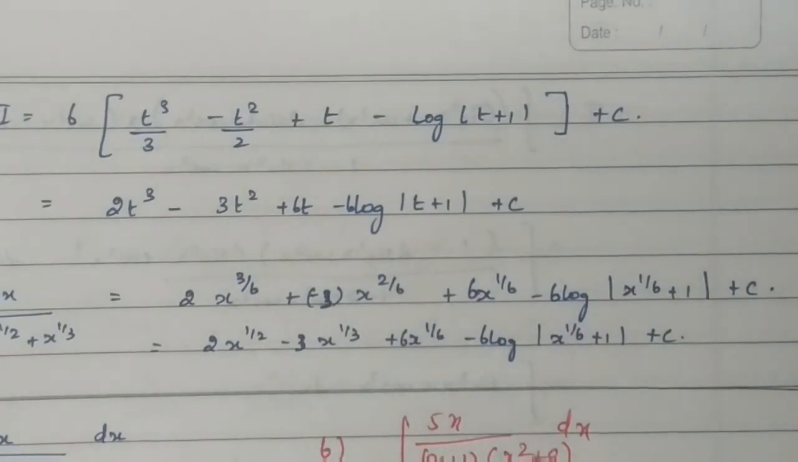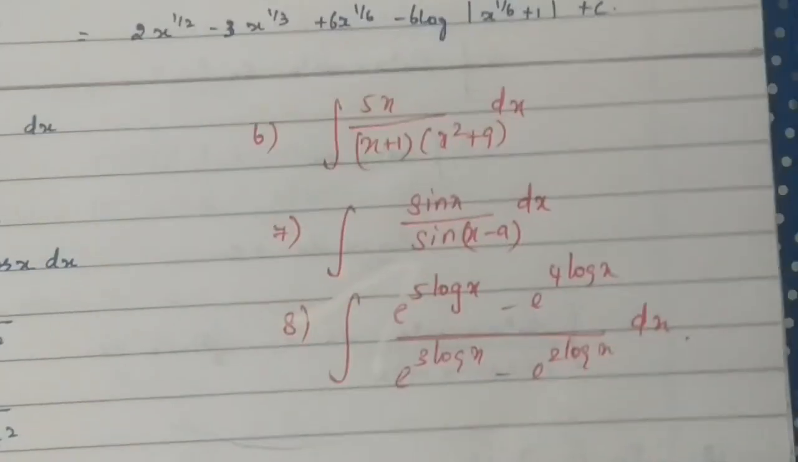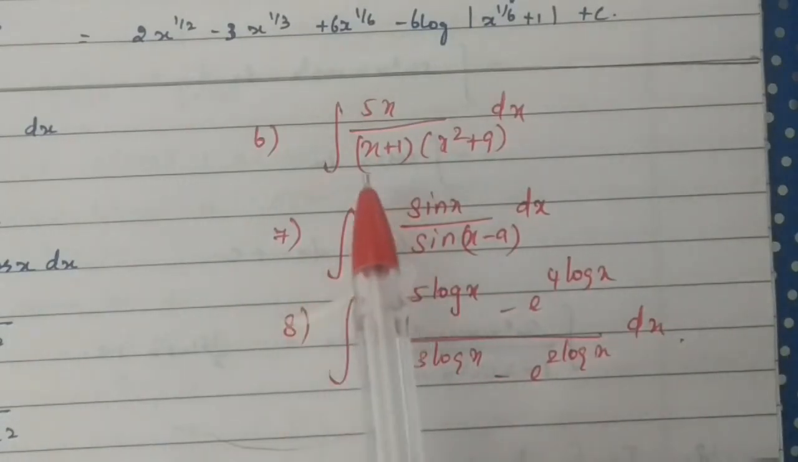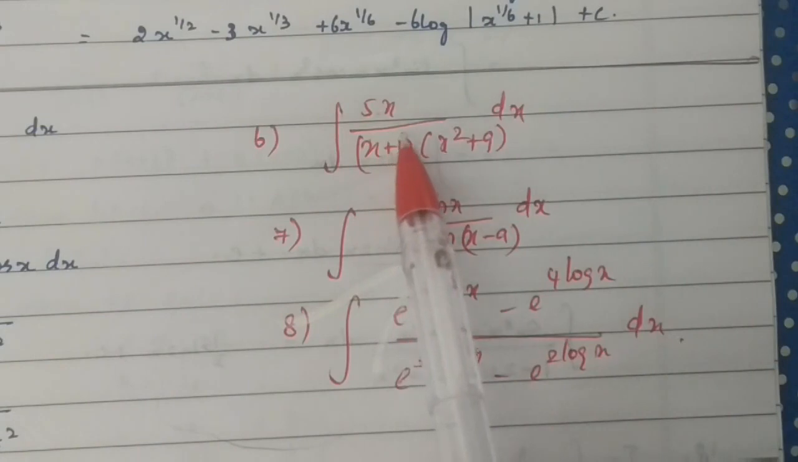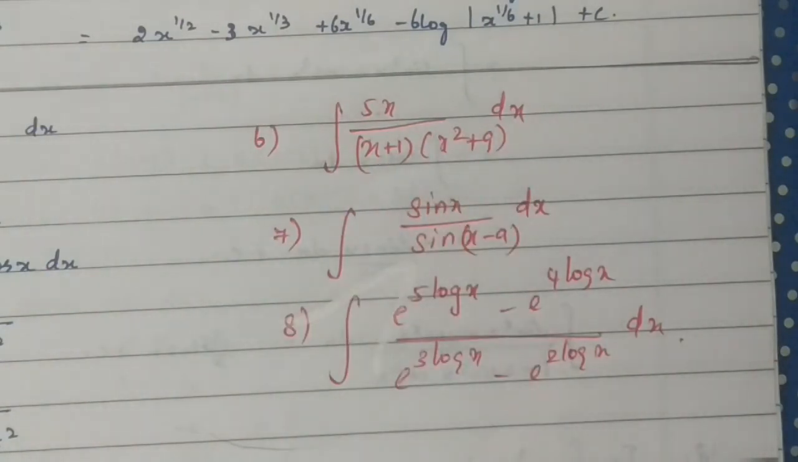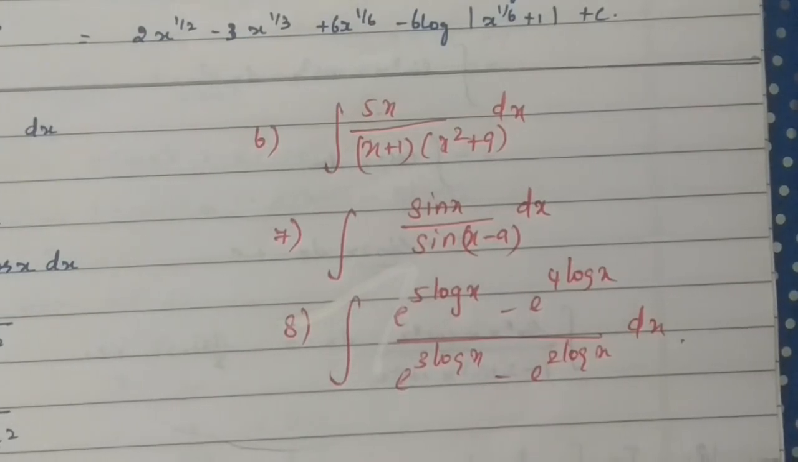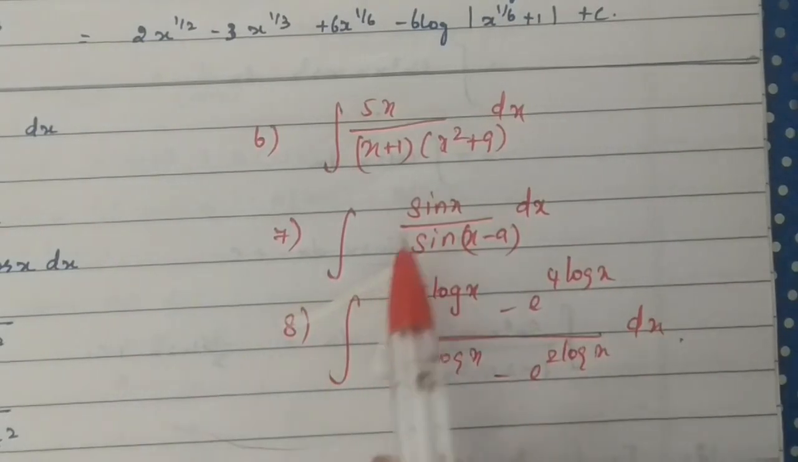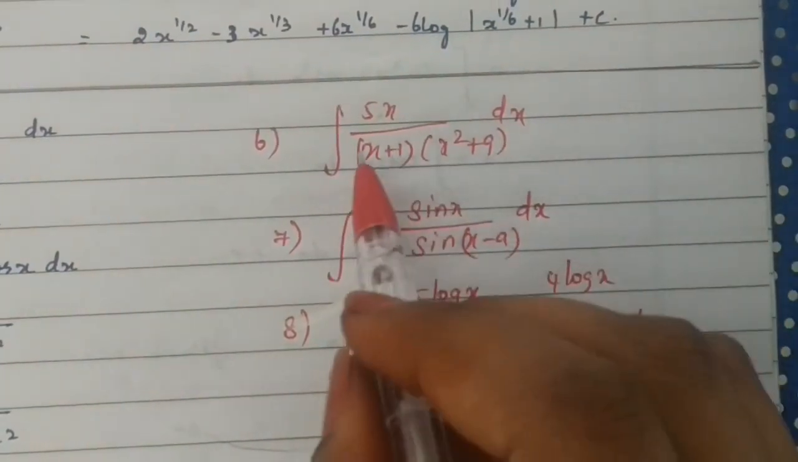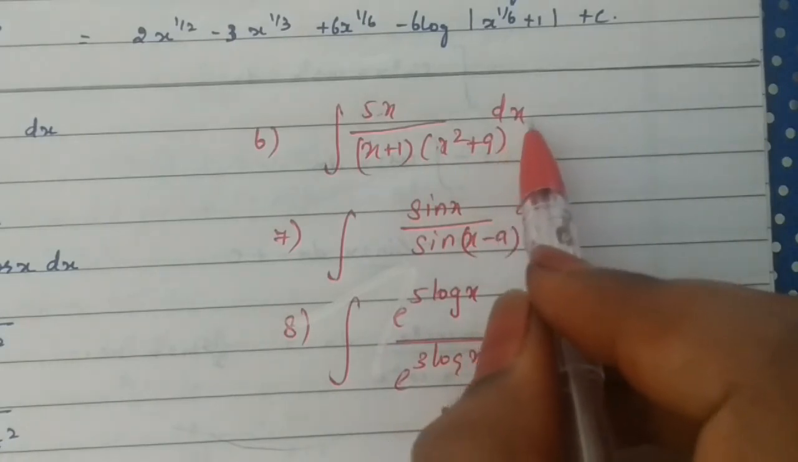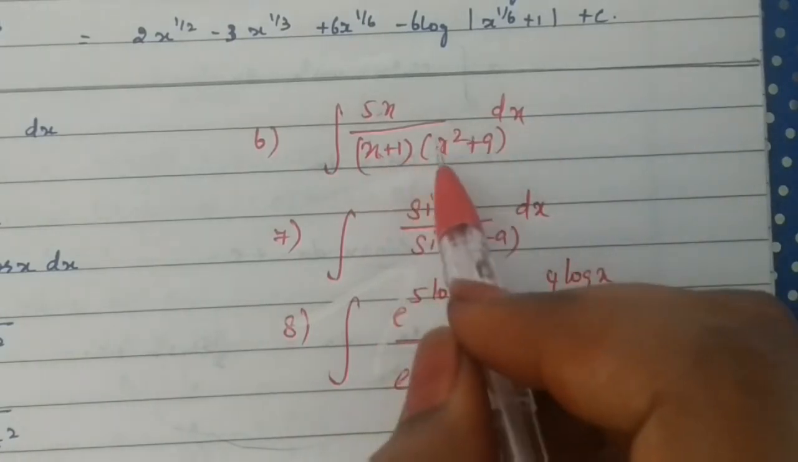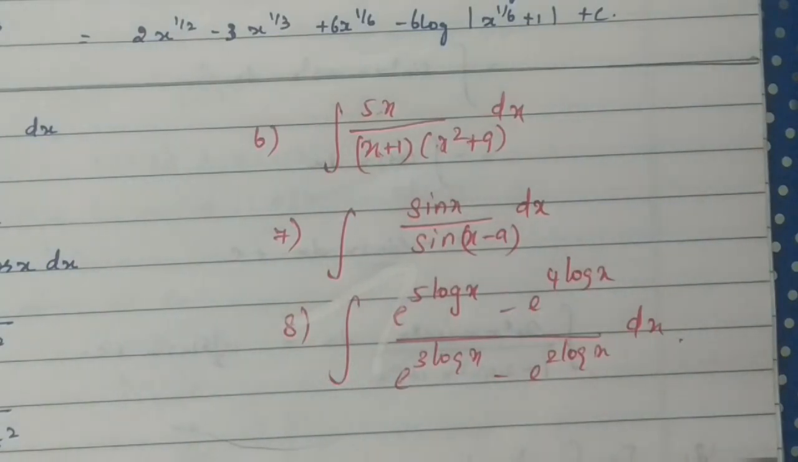The next question, sixth question. Questions 6, 7 and 8 are homework sums. I will just explain how to do them. Here also, you observe 5x plus 1 divided by x squared plus 9. Here the denominator is a product and we cannot factorize it further. So you can write (5x plus 1) divided by (x plus 1)(x squared plus 9) as A divided by x plus 1. Since it is a quadratic, you need to write a linear term: A divided by x plus 1 plus bx plus c divided by x squared plus 9. After that, apply partial fractions and write.